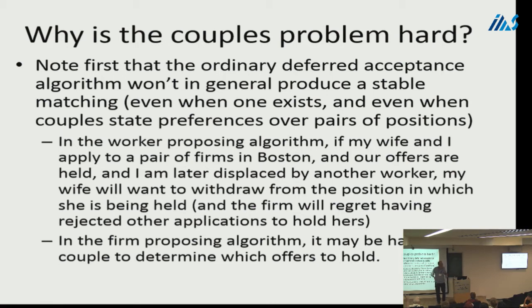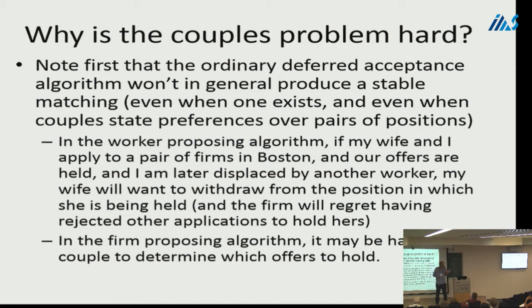So we tend to hold offers, and when someone starts holding offers, the deferred acceptance algorithm doesn't proceed to a stable matching. Yeah? What happens if you apply not to the same city but to the same institution? And the institution, by rejecting you, is aware that it's rejecting. That's a good question. Today I'm going to duck it because that's a relatively rare thing.